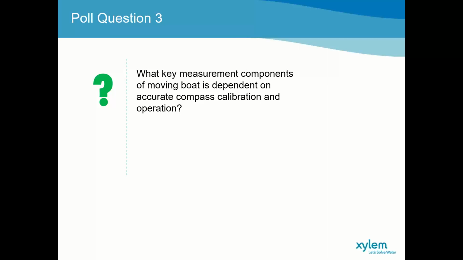Michael, next poll question. Excellent. Okay, Daniel, our next poll question is, what key measurement component of moving boat is dependent on accurate compass calibration and operation? Is it bottom tracking, GNSS track reference, XYZ coordinate system, or loop moving bed test? Again, this is completely anonymous, so have no fear of your name being associated with your answer. Please take a guess, an educated guess.